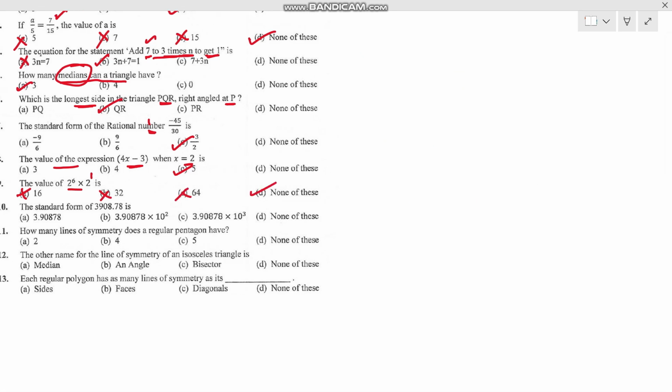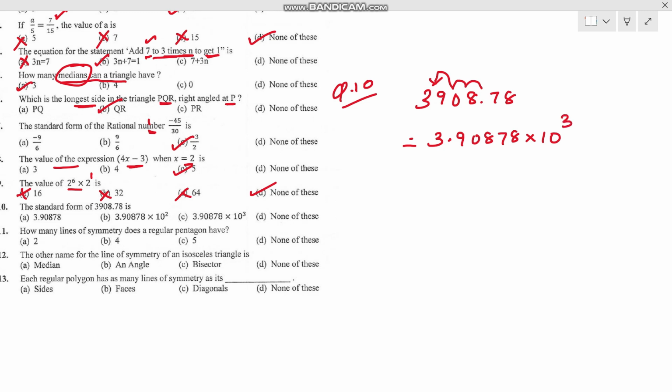Next question is we need to write down the standard form of 3908.78. To make it in a standard form, the decimal should shift 1, 2, 3, up to 3 places of decimal, so that it becomes 3.90878 into 10 to the power how many digits decimal we are shifting? We are shifting it to 1, 2, 3, 3 places of decimal. So 10 to the power 3. So the correct option will be option number C.